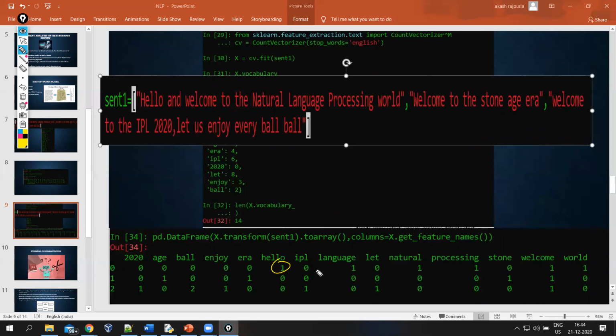IPL is not there, so therefore 0. Then language is there, so I got 1 here. In the same way, let is not there, so 0. Natural is there, so 1 here. Processing is there, 1 here. In the same way, world is there, 1 here.